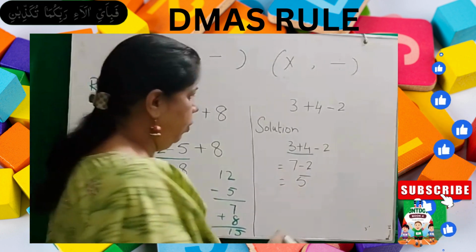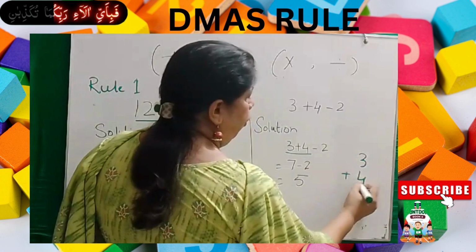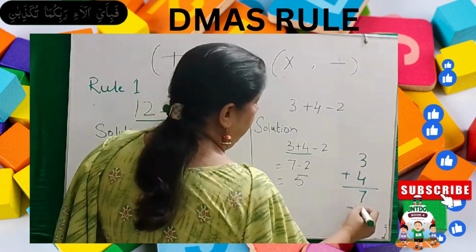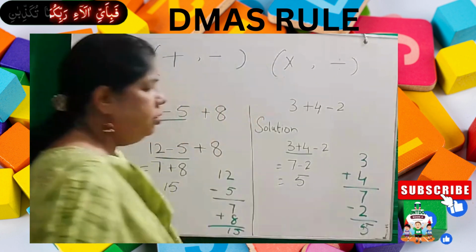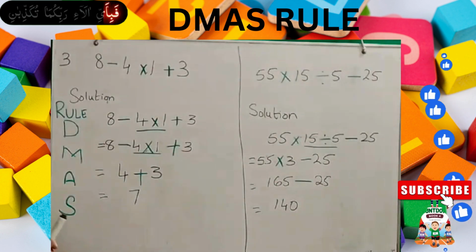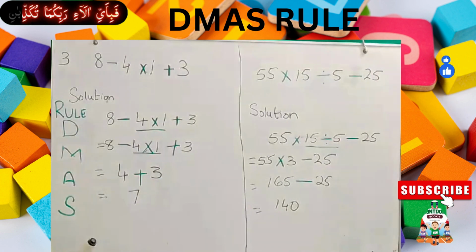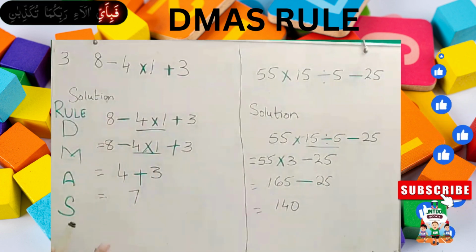Now let's see how you will do this. 3 plus 4, 7. 7 minus 2 is equal to 5, right? Come to the next point. 8 minus 4 multiply 1 plus 3. Now see how we will solve this question.